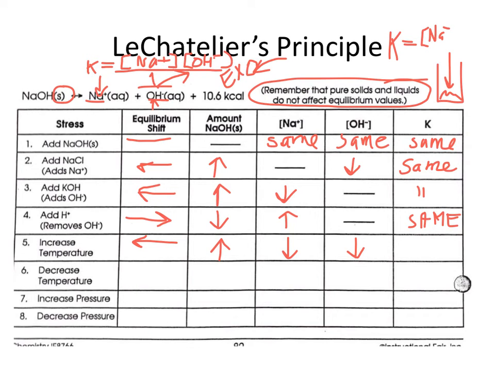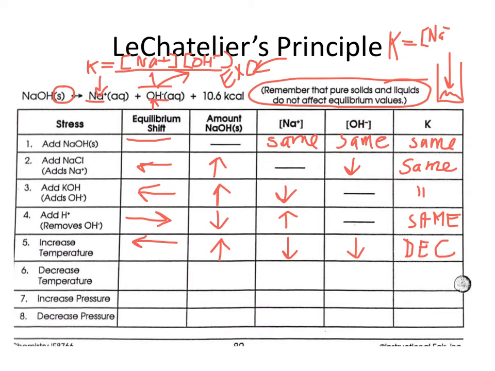And now take a look at this. What's going to happen to the value of K? The amount of reactant is going to increase. So that means my denominator gets larger. My numerator is getting smaller. So the value of K is going to decrease.